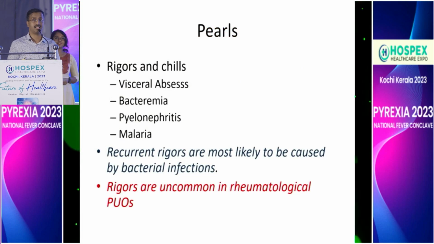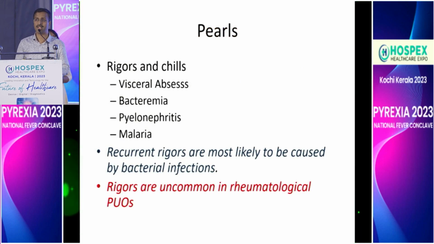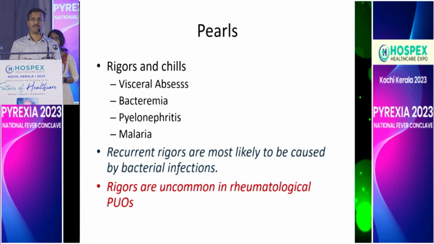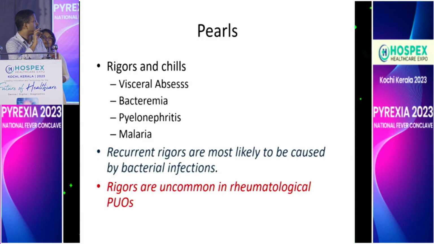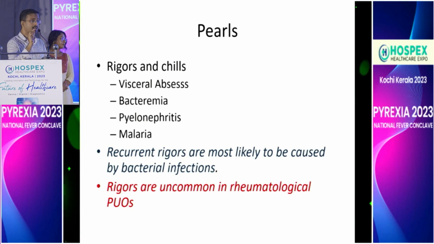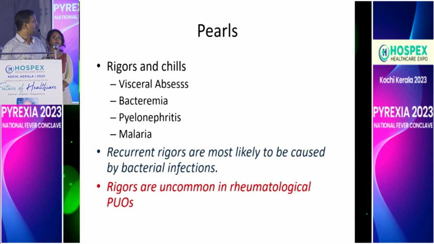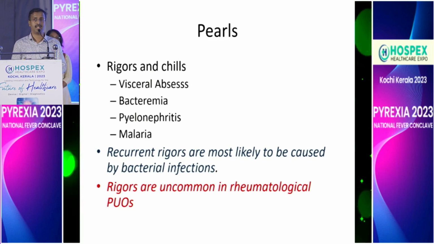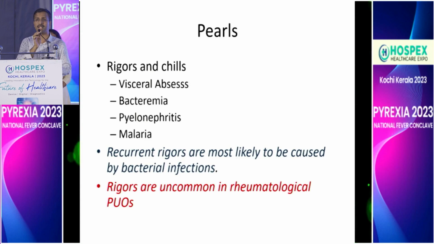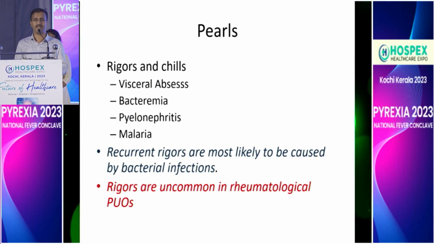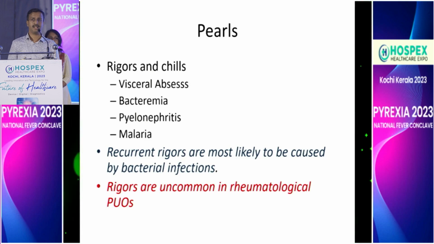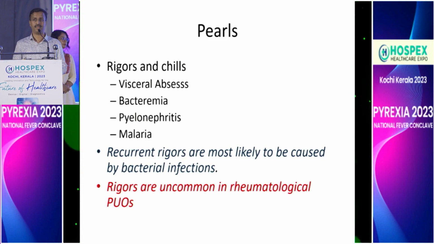And the rigor and chills in the evaluation of fever always rule out bacteremia, always rule out syndromic diagnosis like pyelonephritis, malaria in the proper epidemiological setting, and recurrent rigors are most likely to be caused by bacterial infection, and this clue can be used in the evaluation of pyrexia of unknown origin as rheumatological POs, rigors and chills are not very common, but exceptionally there can be some outliers. Otherwise, rigors and chills more favor infection.